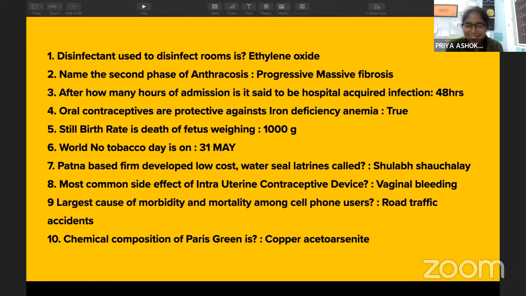Mobile phone use causes road traffic accidents. You told something about arsenic compound. It's copper acetoarsenite, but I'll give you 10 points there. Everything else is a negative.